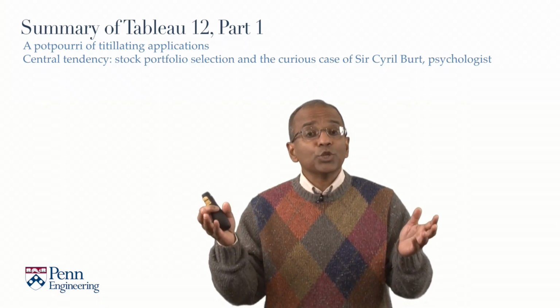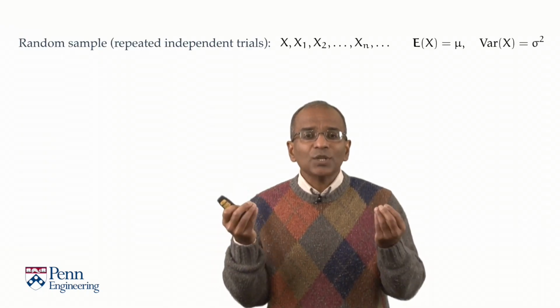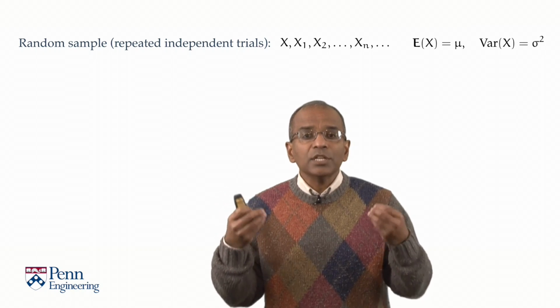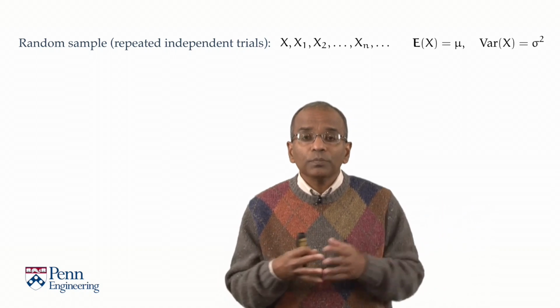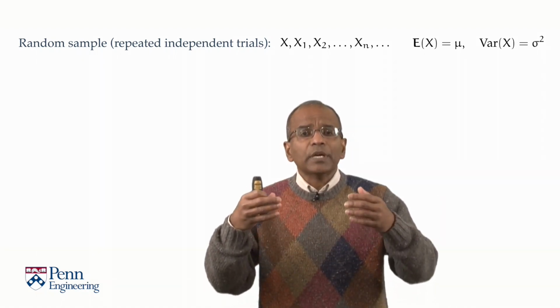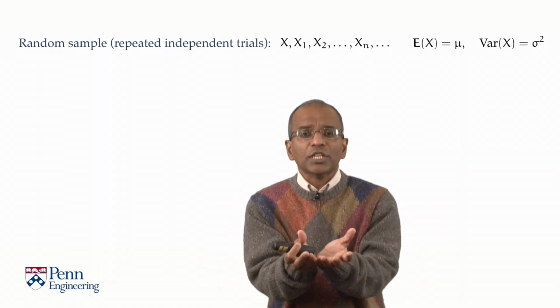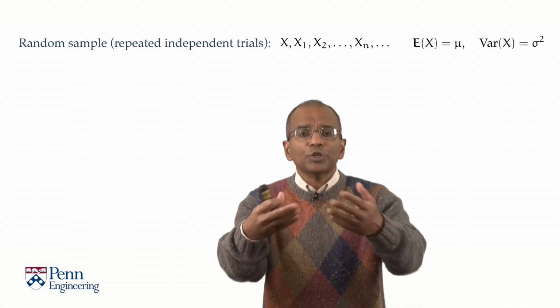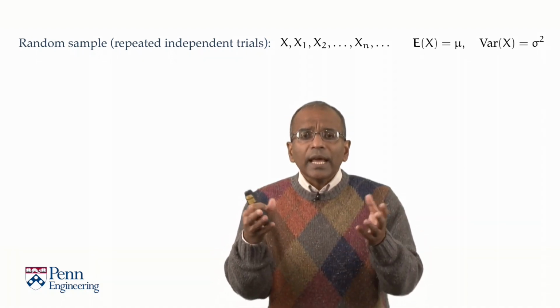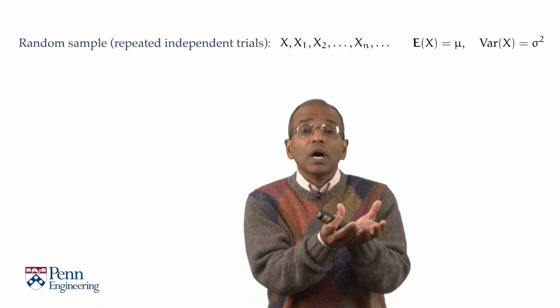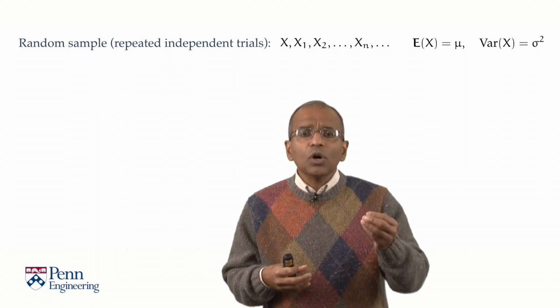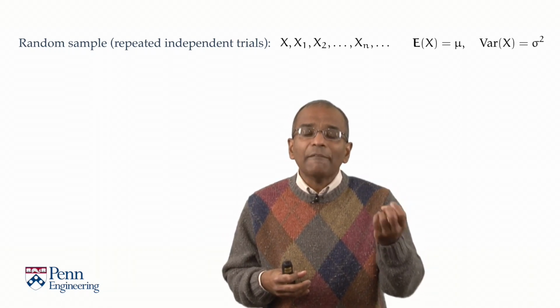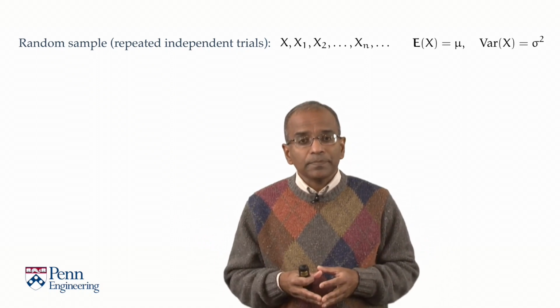It crops up most naturally in the concept of a random sample, that of repeated independent trials, say x1, x2, x3, and so forth. Suppose X is a typical exemplar of the underlying chance experiment which is being repeated ad infinitum. Let us say that X has a probabilistic center of mass and expectation, let's call that mu, and that X has an expected squared spread, a variance sigma squared.